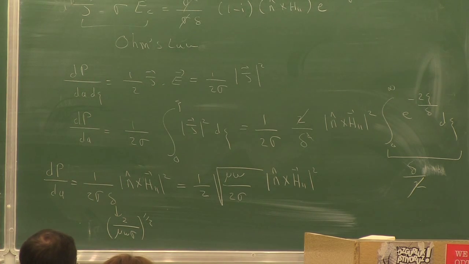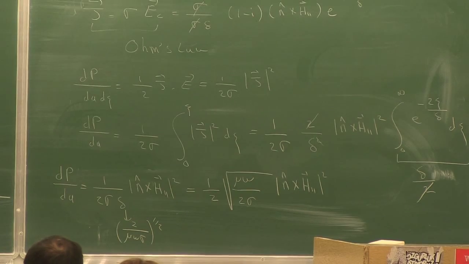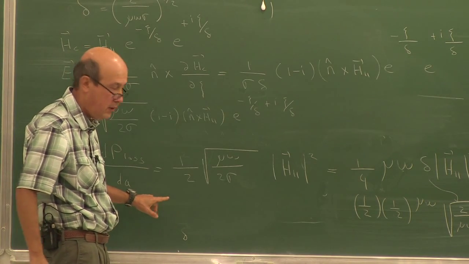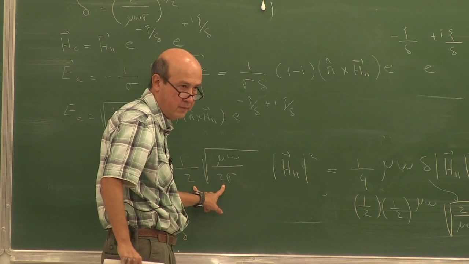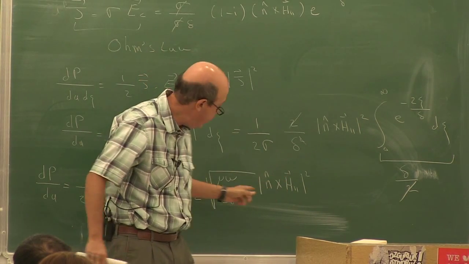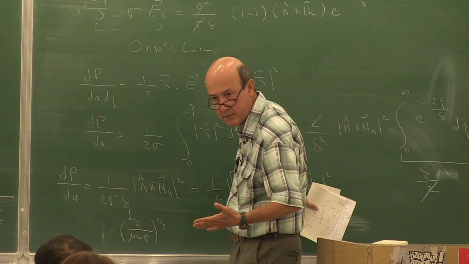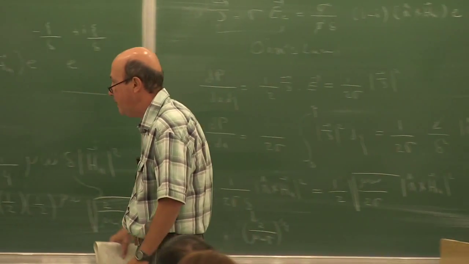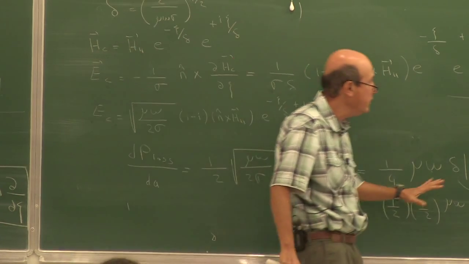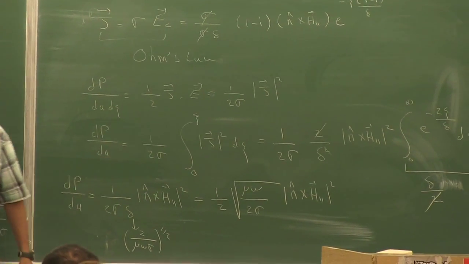So look at the power loss per area using Ohm's law, and look at the power loss per area at the surface using the fields. Are they the same? Coefficient-wise, that is the same. And what is N cross H? Are N and H perpendicular to each other? Yes. Therefore, this is nothing but H square, because of sine 90. So basically, calculating the power losses using the fields in the conductor, or calculating the power losses in the conductor using Ohm's law, is giving us the same result.